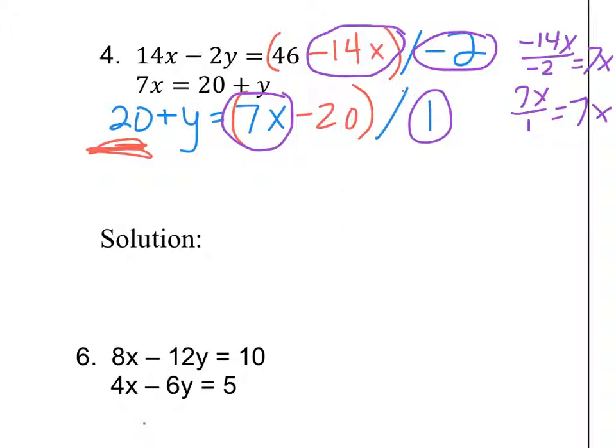So my calculator said it looked like it was parallel. I've just verified the slopes are exactly the same. So parallel lines never cross. So I have no solution.